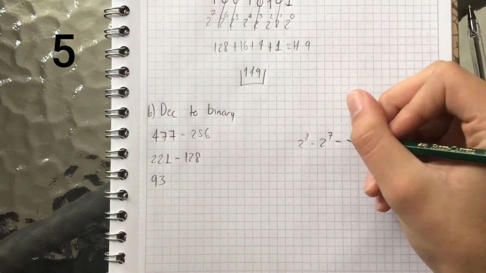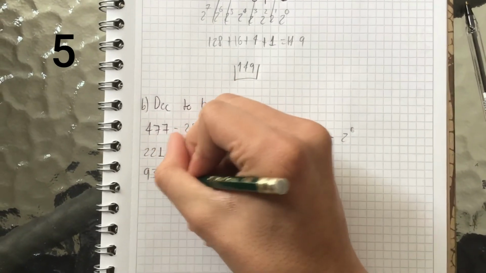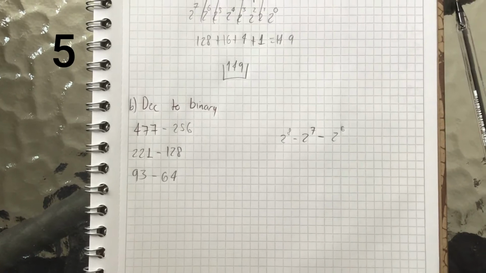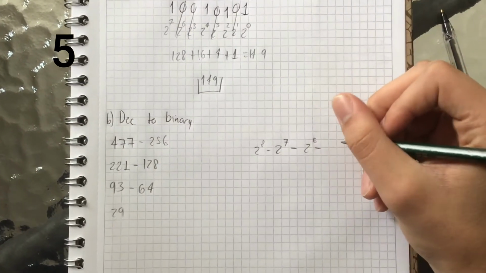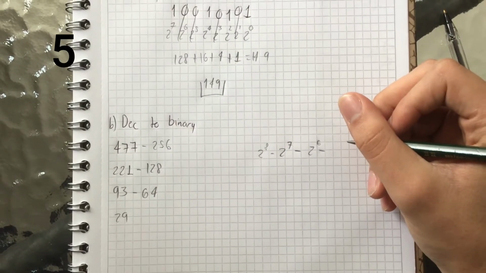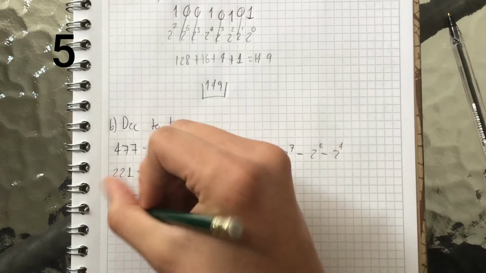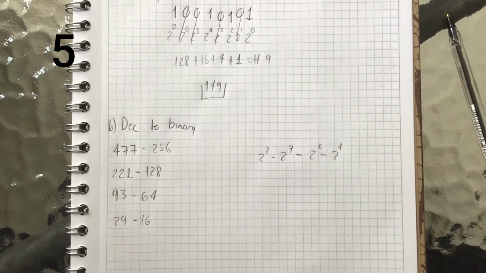The nearest number to 93 would be 2 to the 6th power, which is 64. That subtraction would give us as a result 29. The nearest power would be 2 to the 4th power, which is 16. And the result would be 13.